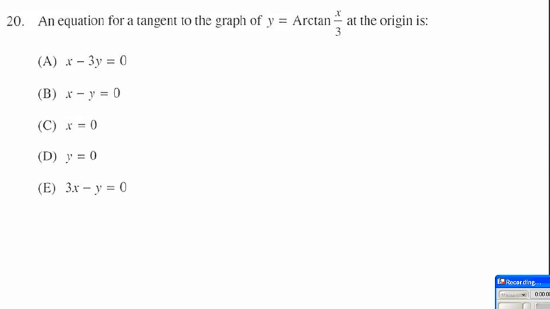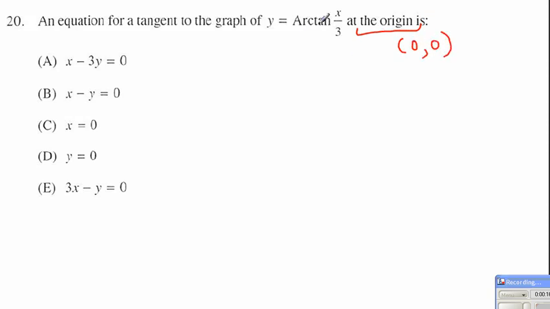Hello class, so this is part 3. Now let us continue to look at them together. So we have an equation of tangent to the graph here. Now at the origin here we realize that the value is (0, 0).